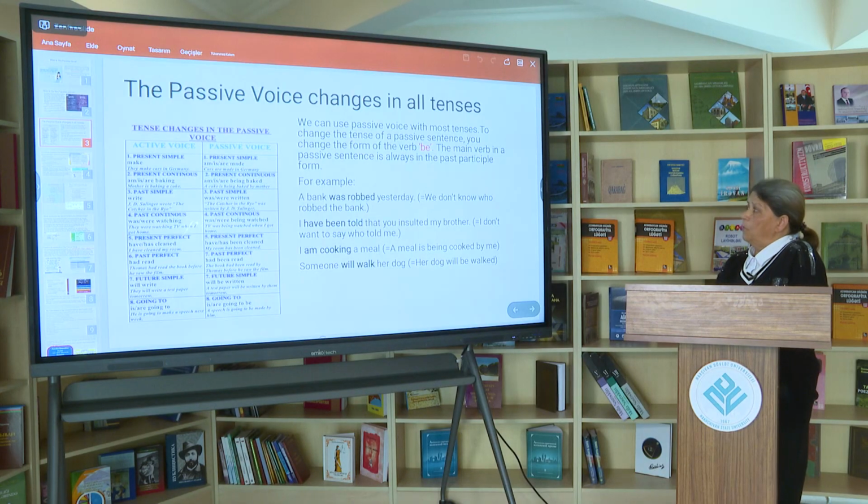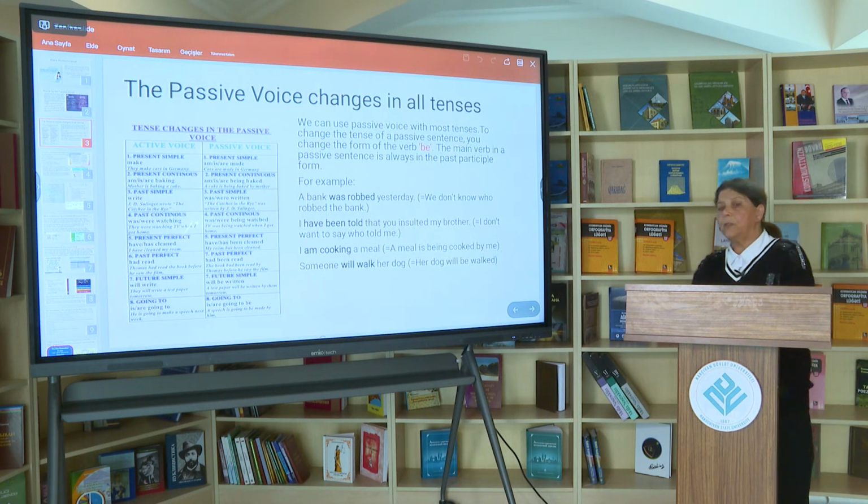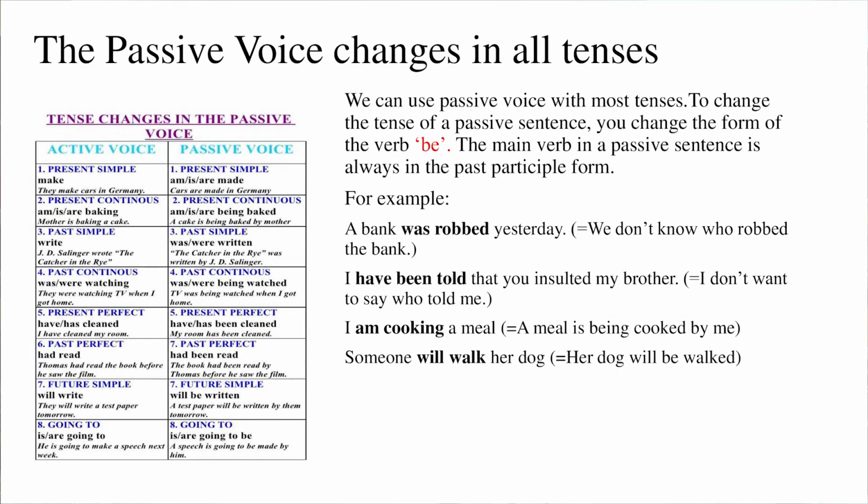We can use passive voice with most tenses. And to change the tense of a passive sentence, we have to use the appropriate form of the verb to be. The main verb in the passive is always in the past participle form. For example, if we say a bank was robbed by a robber yesterday, it means that we don't know who robbed the bank.